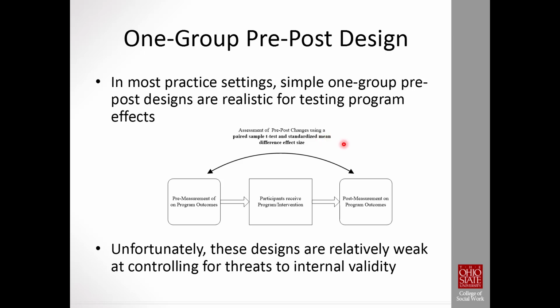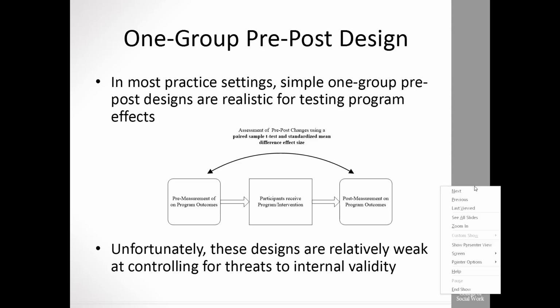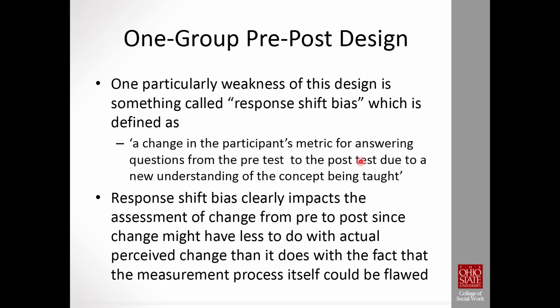A problem with this design, unfortunately, is that it is relatively weak for controlling threats to internal validity. But honestly, it really is often the only realistic design that we can actually do. I hope I don't have to do that every time. I don't know if you can actually see that or not, but I'll just do it. So one of the problems with this one-group pre-post design is something called response shift bias.